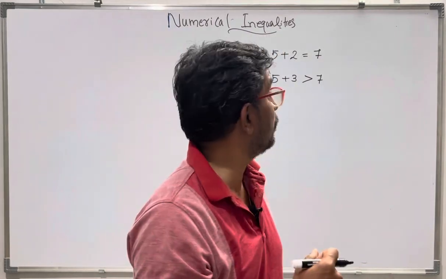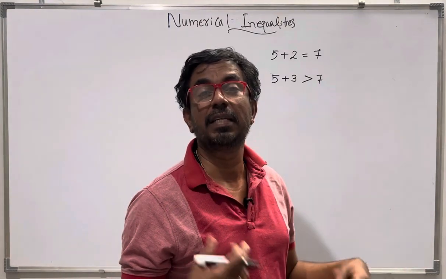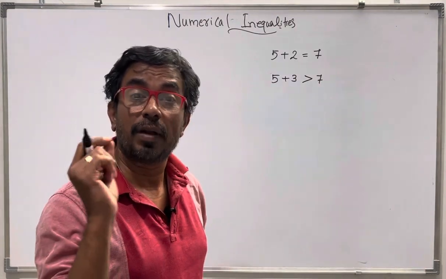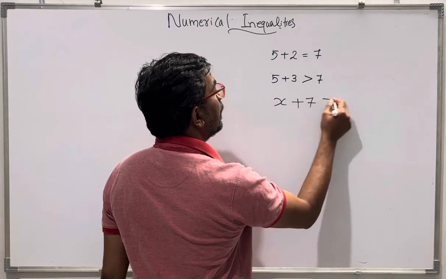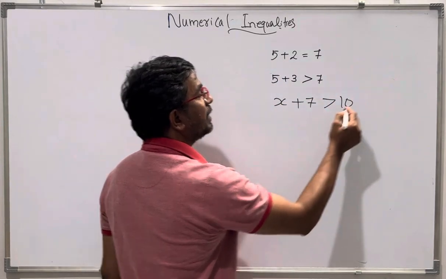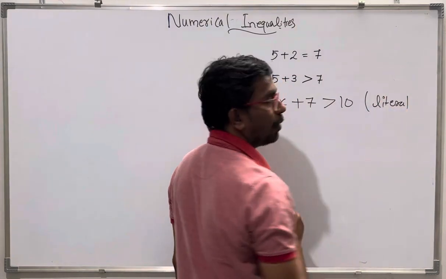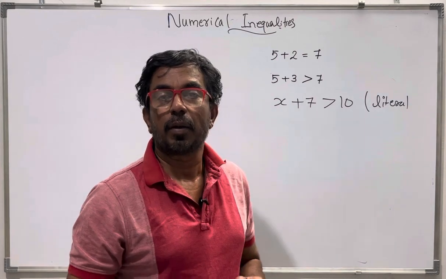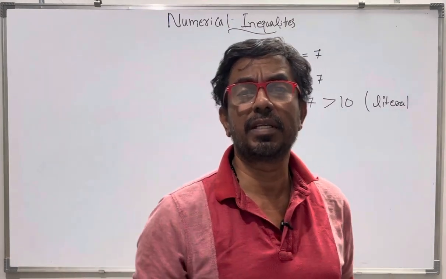Okay, coming back to numerical inequality, there is another word, literal inequality, which we use when there are variables. So if I write here x plus 7 greater than 10, this will become a literal inequality. We are going to understand how to solve this inequality.